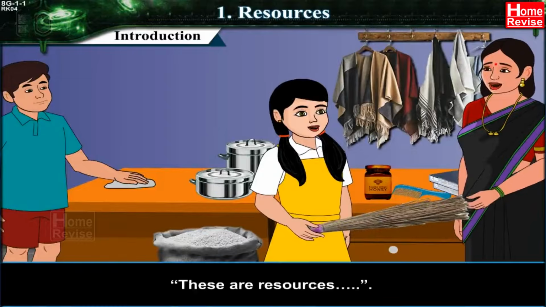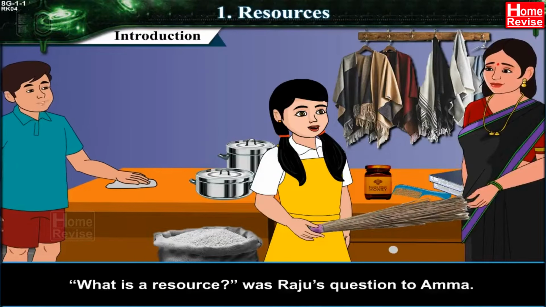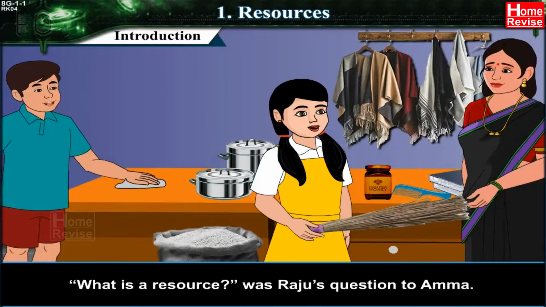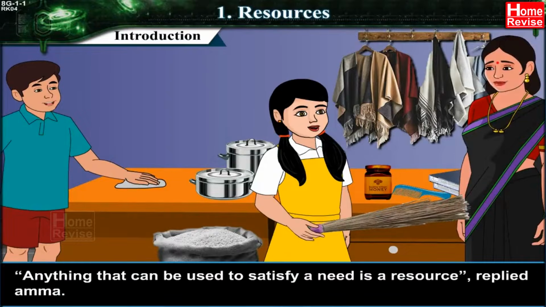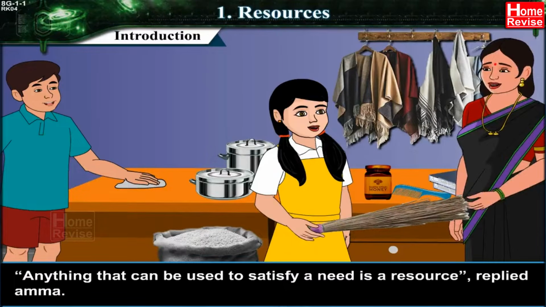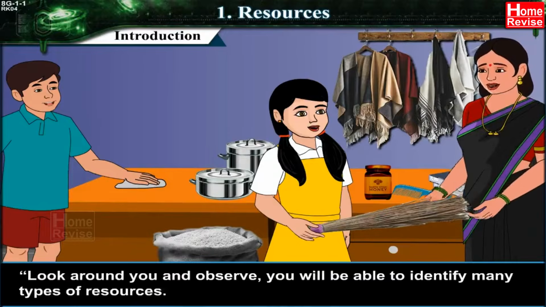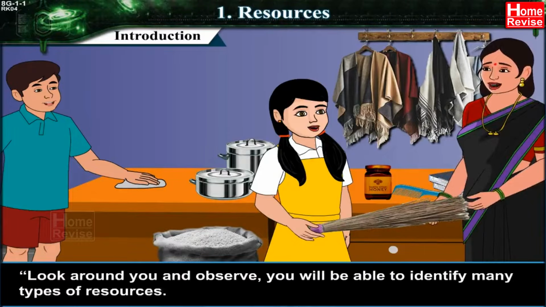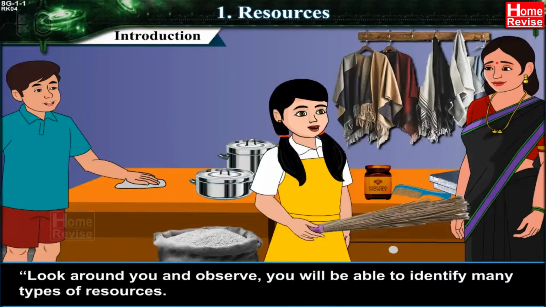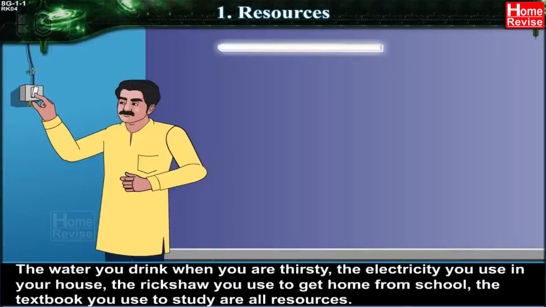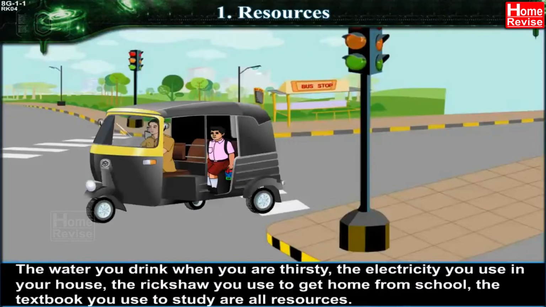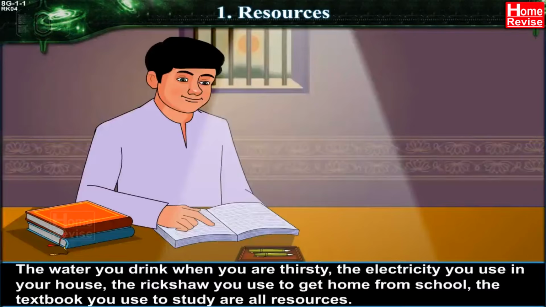These are resources. What is a resource? Was Raju's question to Amma. Anything that can be used to satisfy a need is a resource, replied Amma. Look around you and observe. You will be able to identify many types of resources. The water you drink when you are thirsty, the electricity you use in your house, the rickshaw you use to get home from school, the textbook you use to study are all resources.